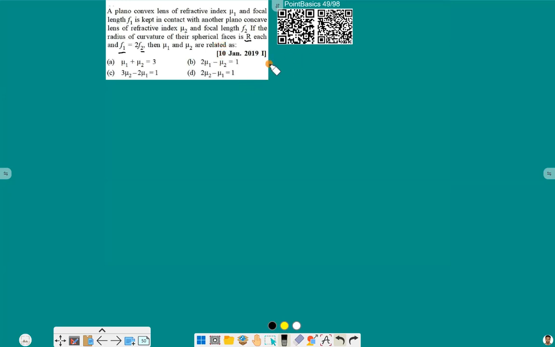So let us start with the plano-convex lens. Suppose this is our plano-convex lens. For this, we have 1 by f1 is equal to mu1 minus 1 into 1 by infinity minus 1 by negative r. And so this will give us mu1 minus 1 by r.